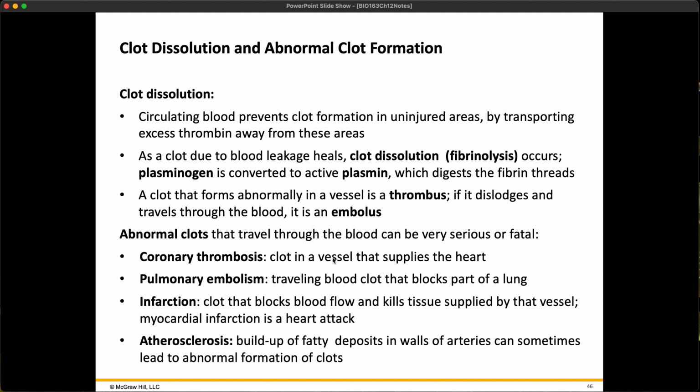Coronary thrombosis, a clot in the vessel that supplies the heart. Infarction, something that blocks blood flow and kills tissues. Myocardial infarction, right? And atherosclerosis. Atherosclerosis is a hardening of the blood vessels, usually due to fatty deposits, plaque, cholesterol buildups.